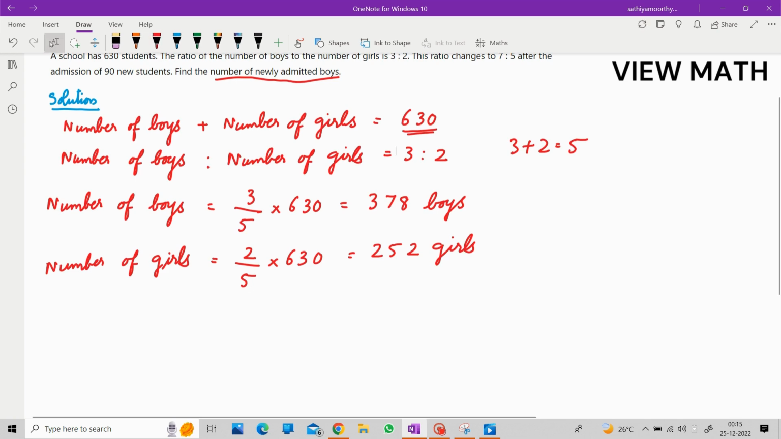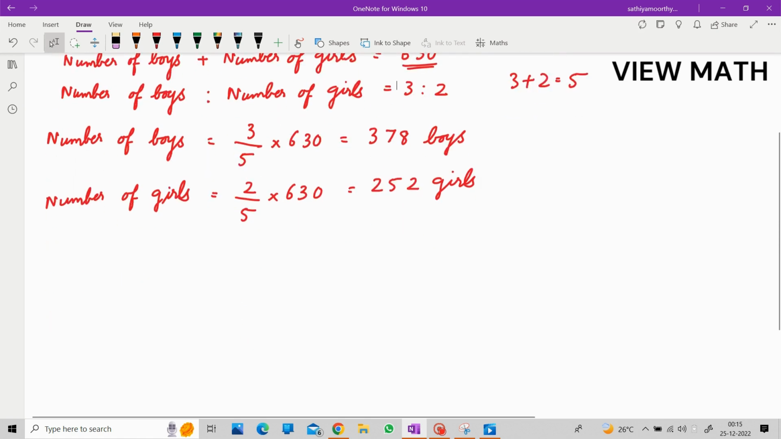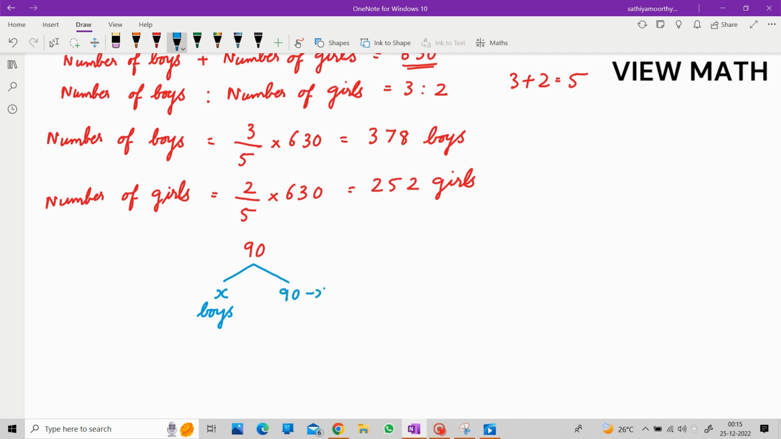Now what happened is, 90 new students have joined the school in a new admission. In those 90 students, we don't know how many boys and how many girls there are. So let me take X boys have joined. So the remaining are girls, 90 minus X. So 90 minus X girls have joined the school.